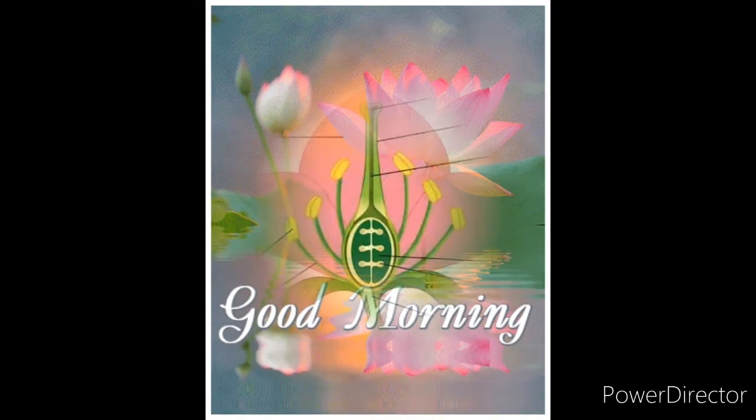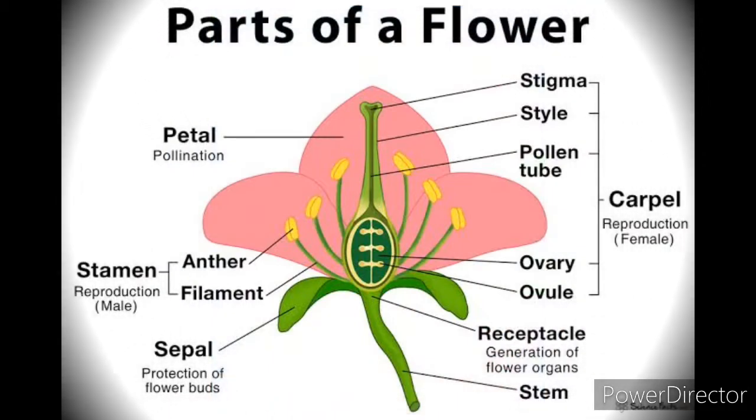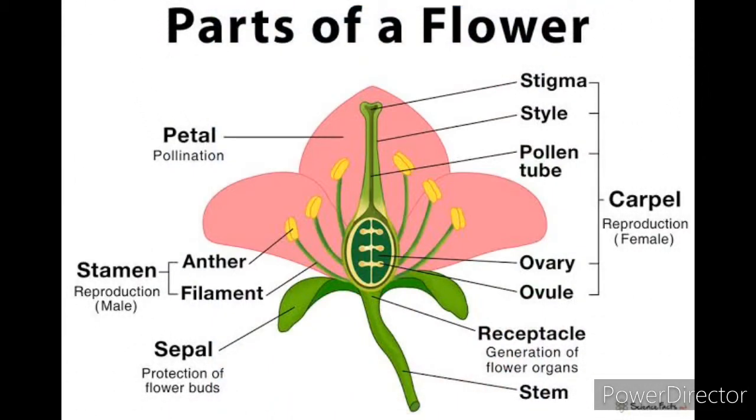Good morning class. Today we are going to learn about the flower, which brings colors to your world and lets you grow. Let us start with the structure of a bisexual flower. A flower can be defined as a specialized shoot in which the leaves are modified into floral structures.